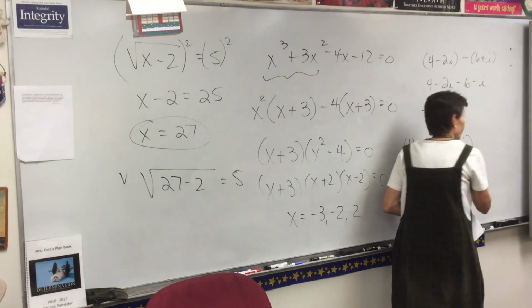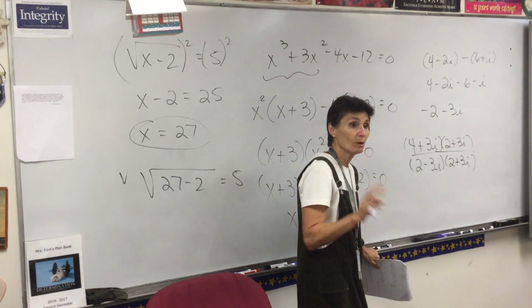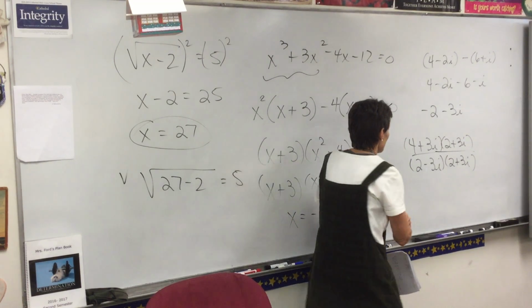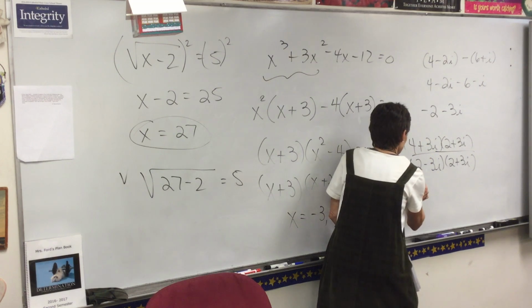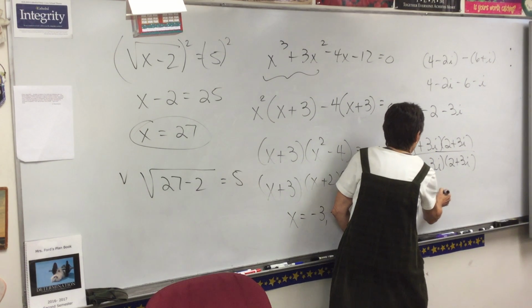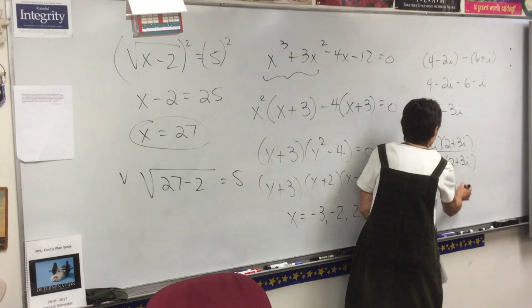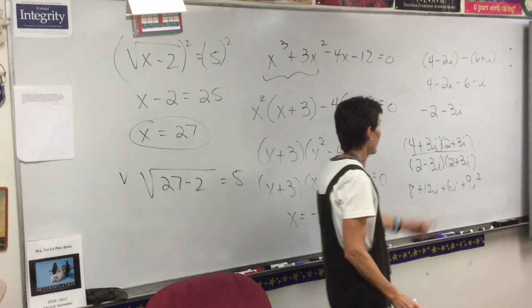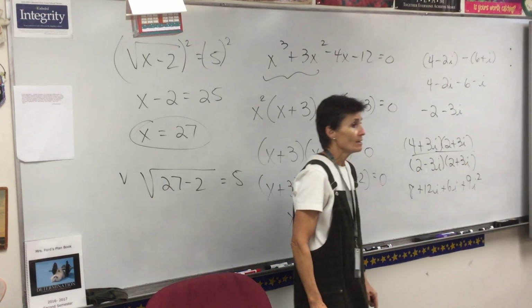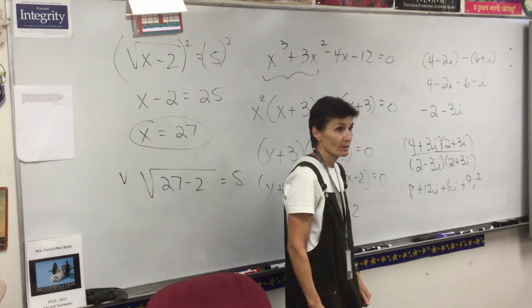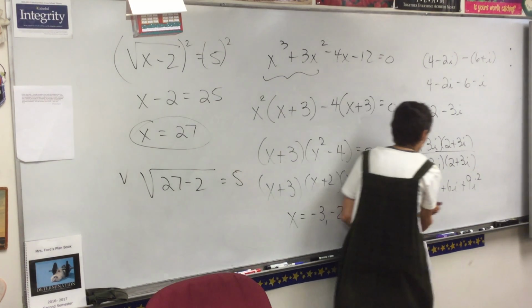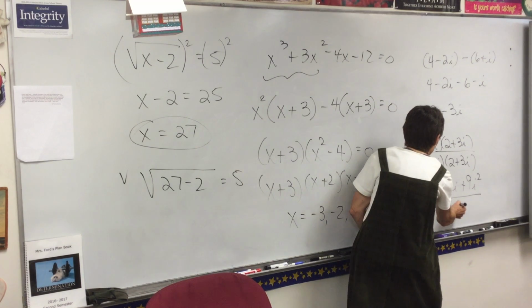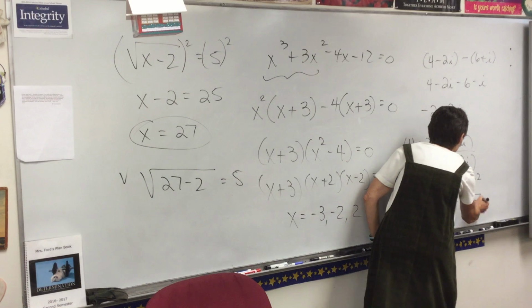Now, are these FOIL problems? Yeah, 2 of them now. We're going to have to FOIL at the top and FOIL at the bottom. So, first times first, outsides, insides, lasts. Remember, when you multiply 3i times 3i, you get 9i squared. First, outside, inside, lasts.